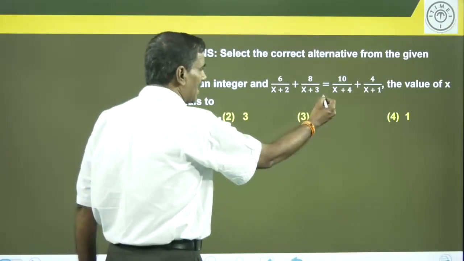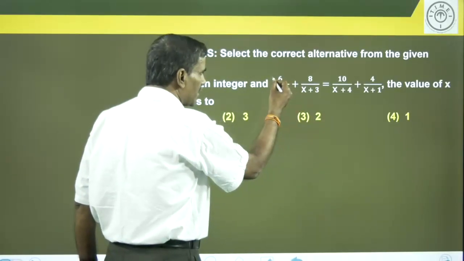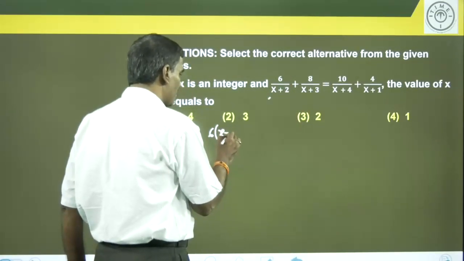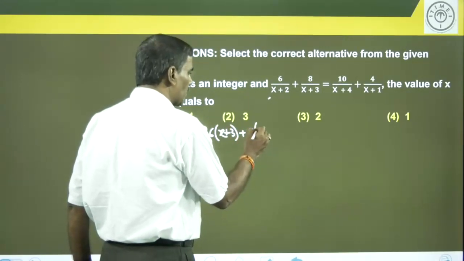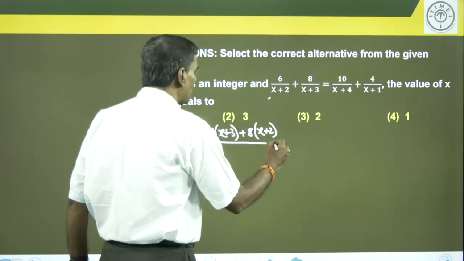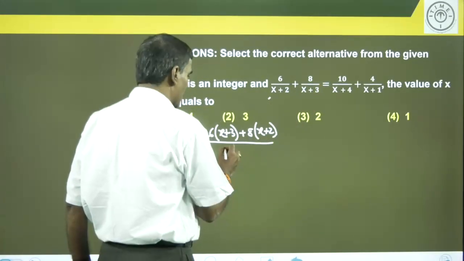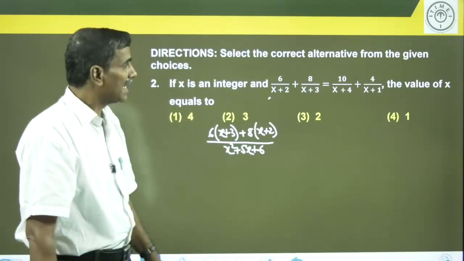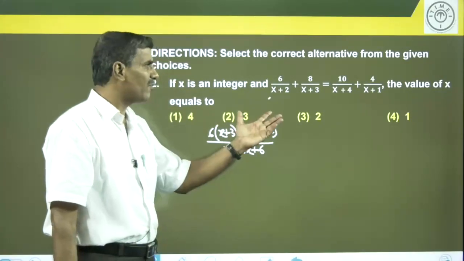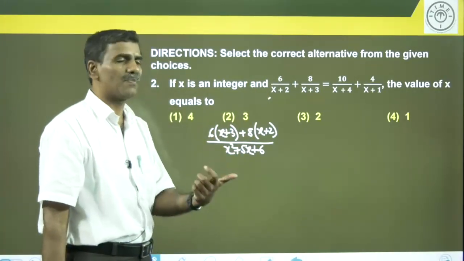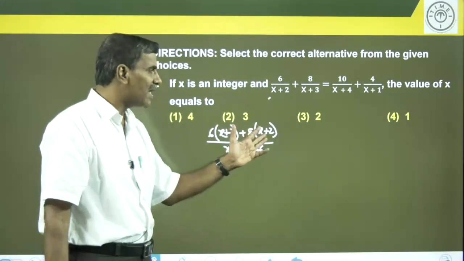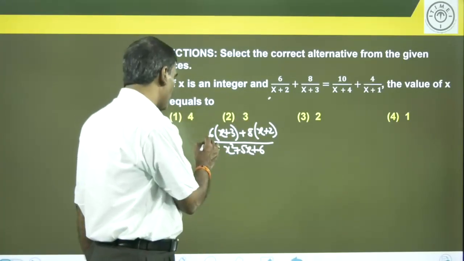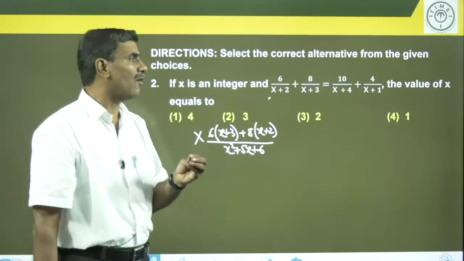Like here, if you take the LCM for these two, x plus 2 into x plus 3, 6 should be multiplied with x plus 3 and 8 should be multiplied with x plus 2. So 6 into x plus 3 plus 8 into x plus 2 by x square plus 5x plus 6, that is x plus 2 into x plus 3. Right or not? In the same way there, 10 into x plus 1 plus 4 into x plus 4 divided by x plus 4 into x plus 1. Then we have to go for cross multiplication and simplification. The whole process will take so much time. So instead of going for the simplification, the best thing is substitution of the values.